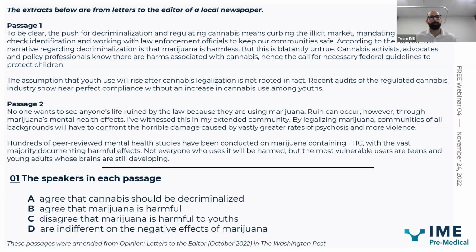So if we take a look at the first passage, the author of the first passage is pretty much saying that they know cannabis is bad. They're not denying the fact that cannabis is bad, but I guess the facts don't lie. Regulation is safer than criminalizing the drug. So you can see that clearly. They say here, to be clear at the top, the push for decriminalization and regulating cannabis means curbing the illicit market, mandating dispensaries, checking identification, and working with law enforcement.